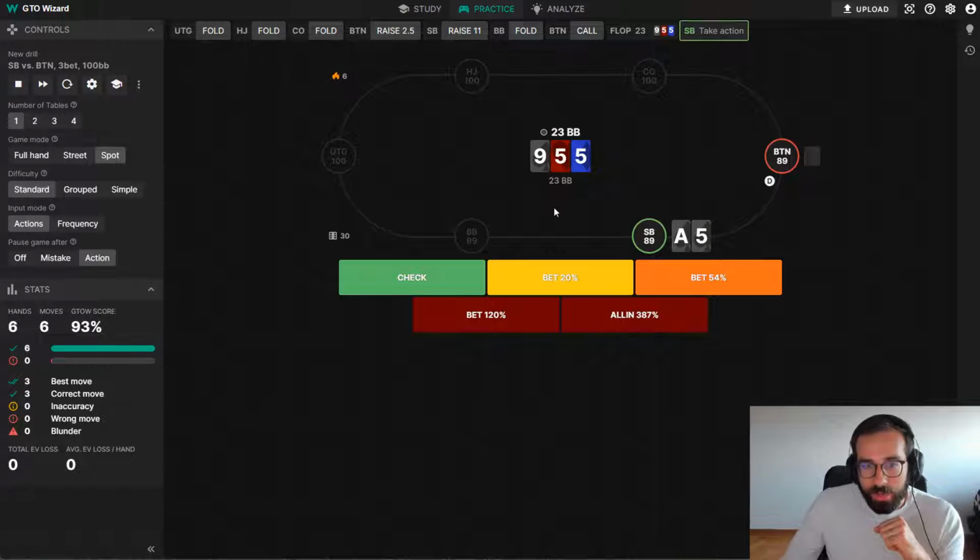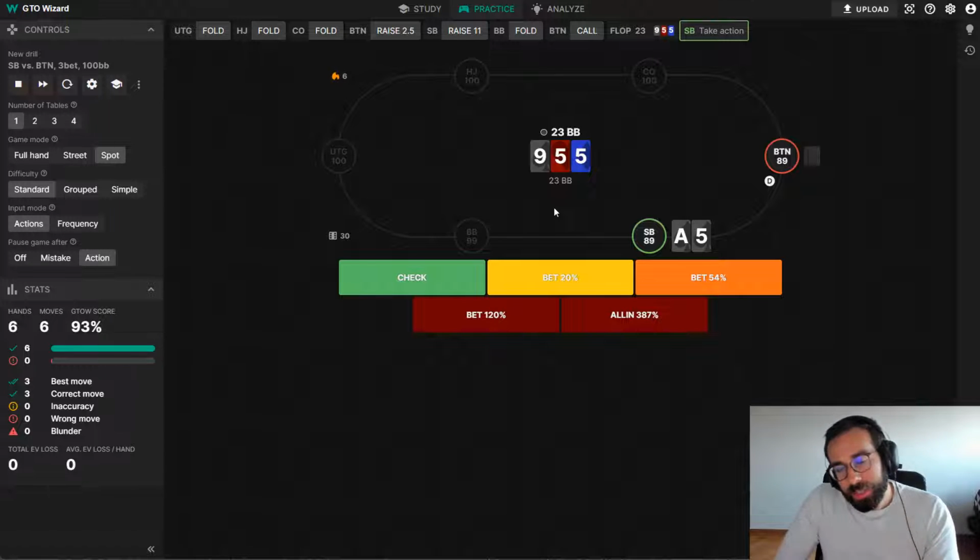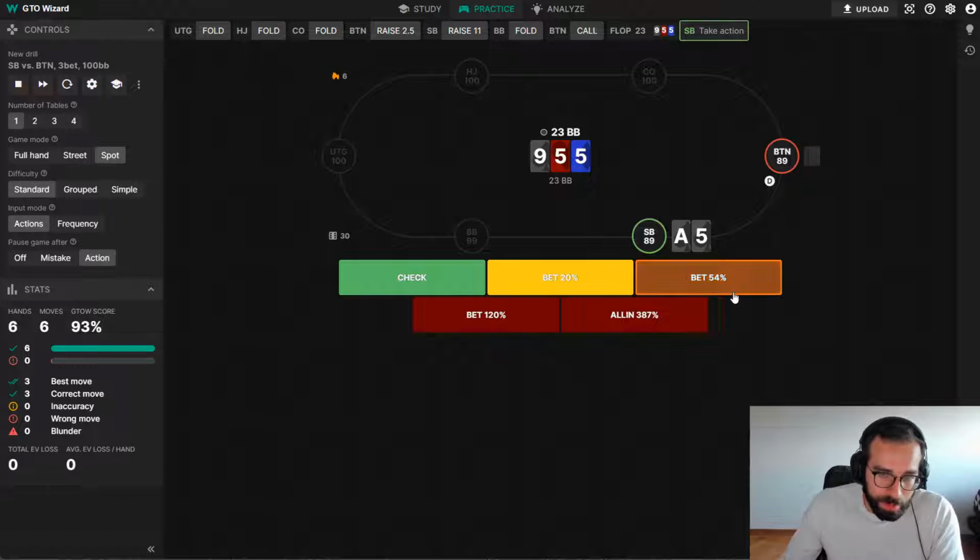Let's move on. We have now another interesting board. We have a 9-5-5. I think we are going to bet this board pretty aggressively. And this is going to be tricky because, well, the sizing, as we saw before in similar pair board, is probably going to be 50% if you choose to bet. So the question is, do we check or do we bet 50%, and how frequently, of course?